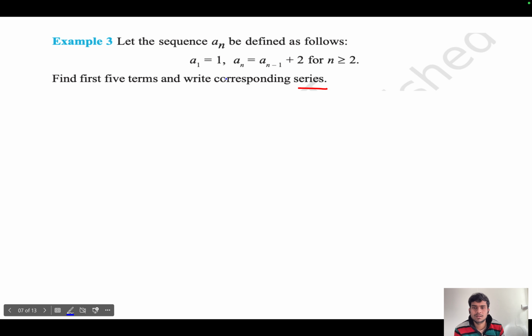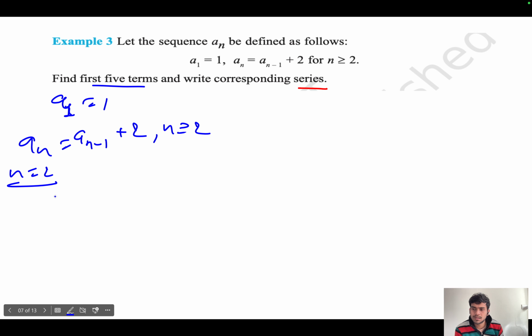Okay, now solving it. Given here a1 is equal to 1 and an is equal to a(n minus 1) plus 2 for every n greater than or equal to 2. We need to find the first 5 terms. Put n is equal to 2, it will become a2, that is a(2 minus 1) plus 2, that is a1 plus 2. The value of a1 is 1, so 1 plus 2 is 3.